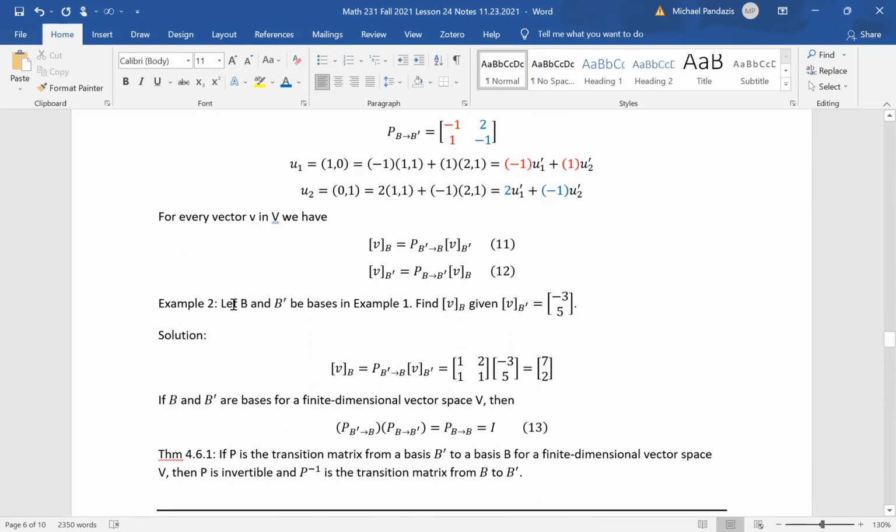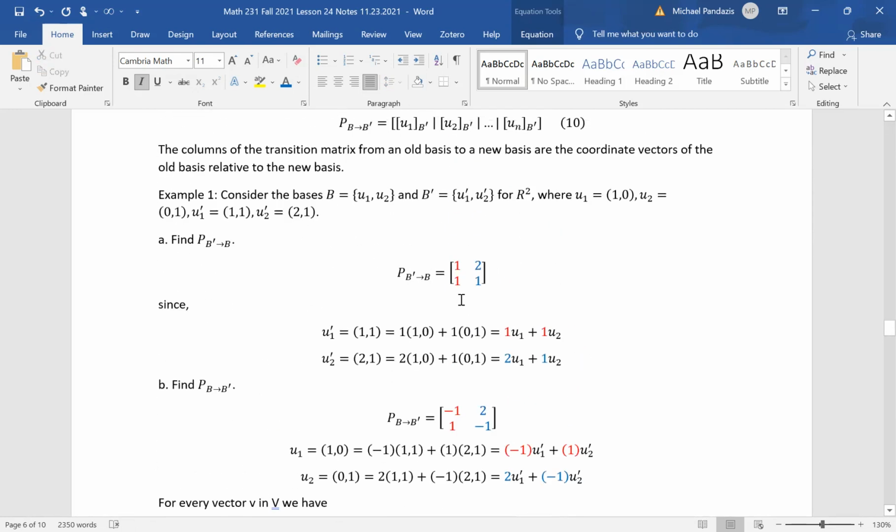Okay, this is example 2. Let B and B prime be bases in example 1. Find the coordinates of V relative to B, given that the coordinates of V relative to B prime is equal to -3, 5. So we just have its coordinates relative to B prime. And so we're going to use the equation 11 to find its coordinates relative to B by left multiplying it by the transition matrix from B prime to B.